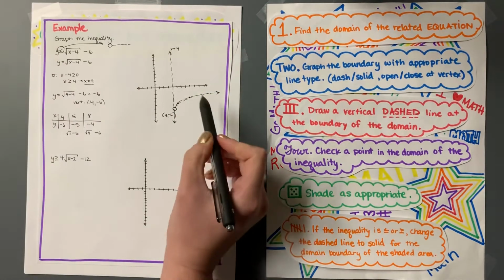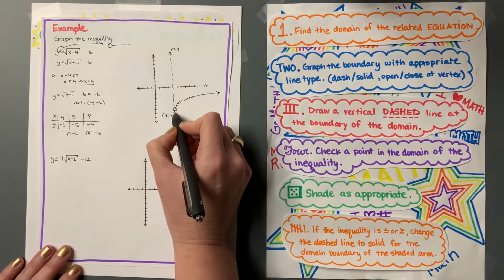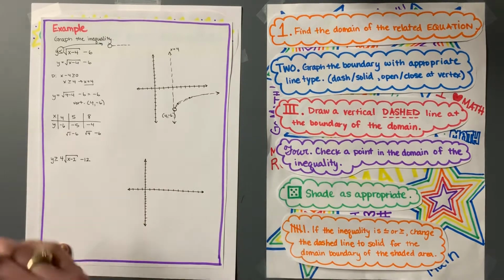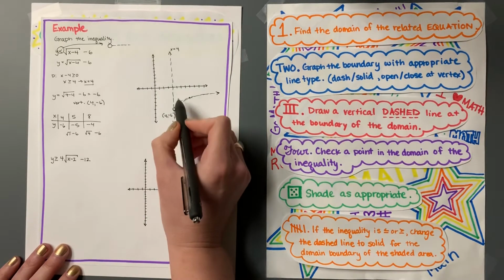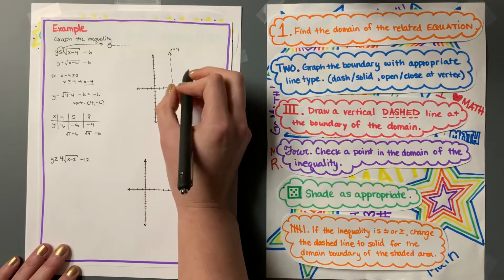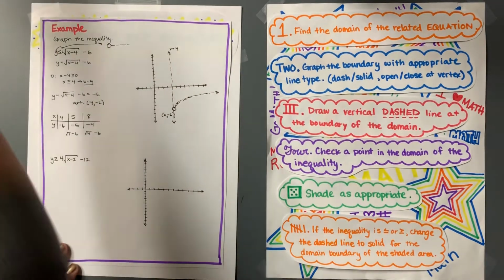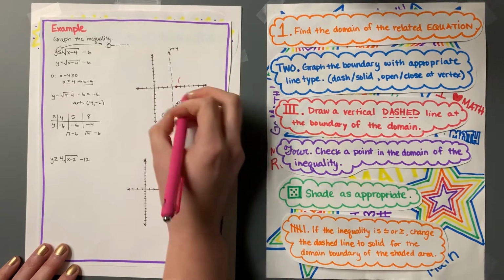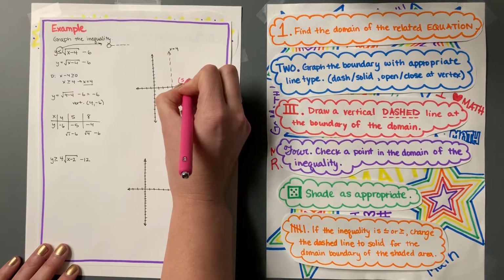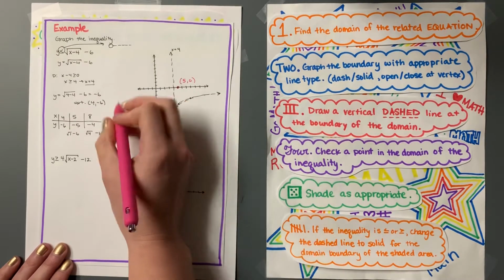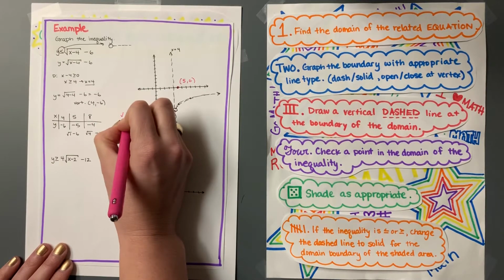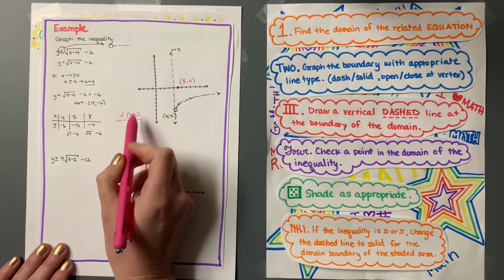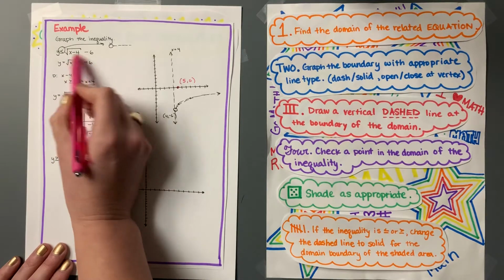So this is a dashed line. It starts at the point 4, negative 6, and now I need to check a point. The point I'm going to test is this point here. I'm going to check the point 5, 0. And I'm checking this point in the original inequality.